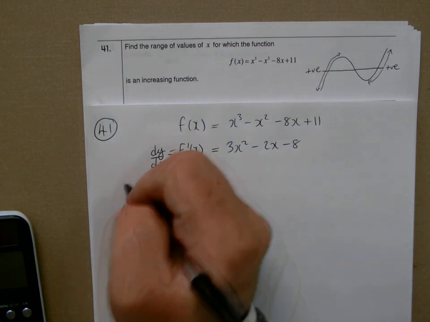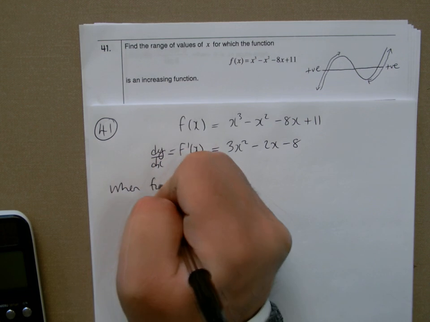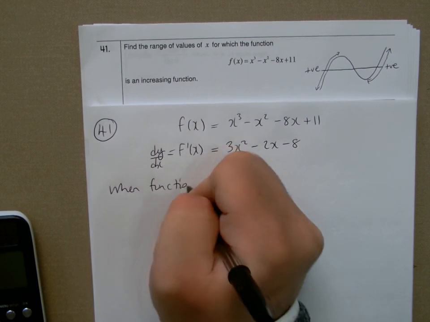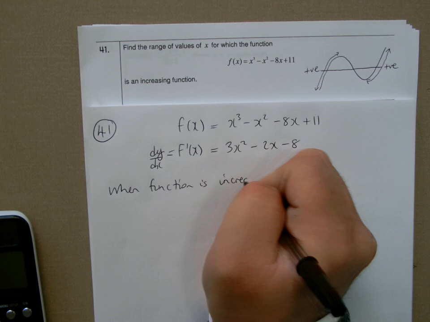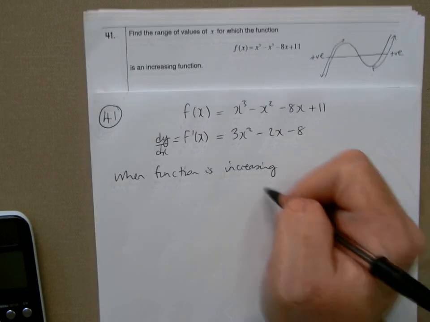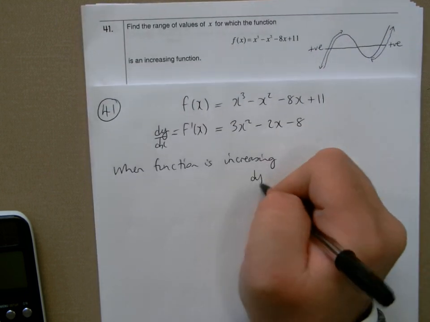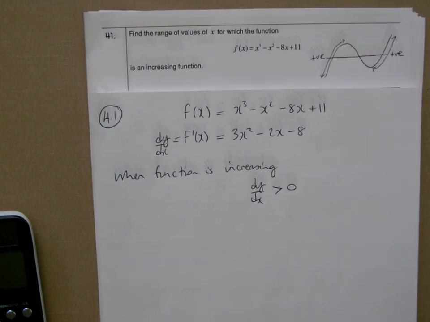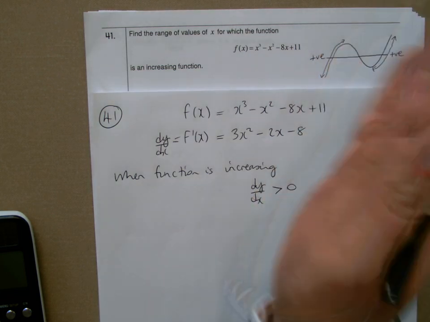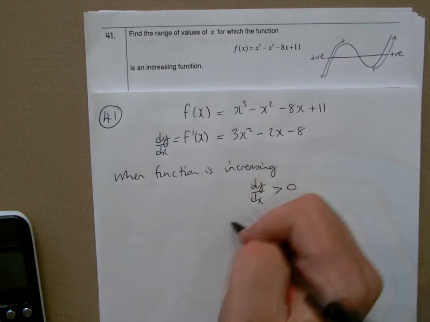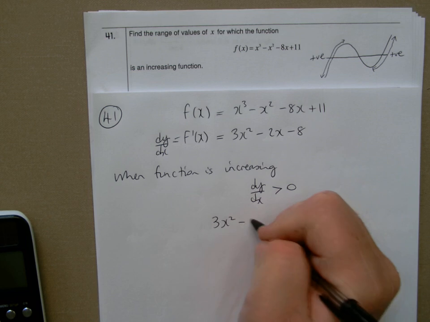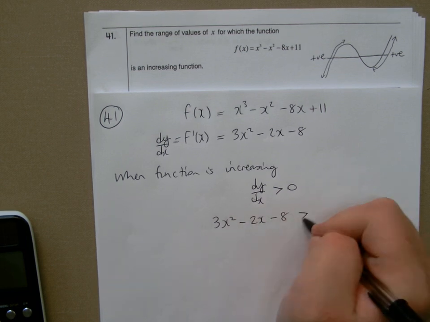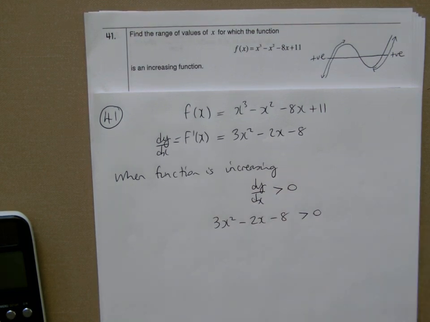And we could say, look, when the function is increasing, dy/dx, or f'(x), whichever you want to say, is positive. When the function is increasing, the gradient is positive. So we can say this is positive: 3x squared minus 2x minus 8 is greater than 0. Then we just need to look at the range of values that satisfy this inequality.